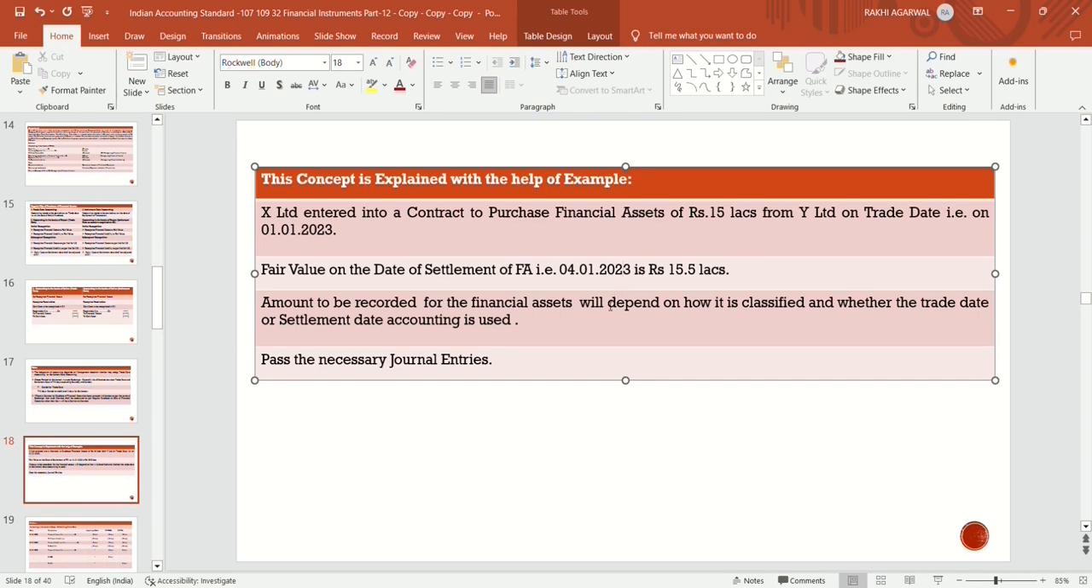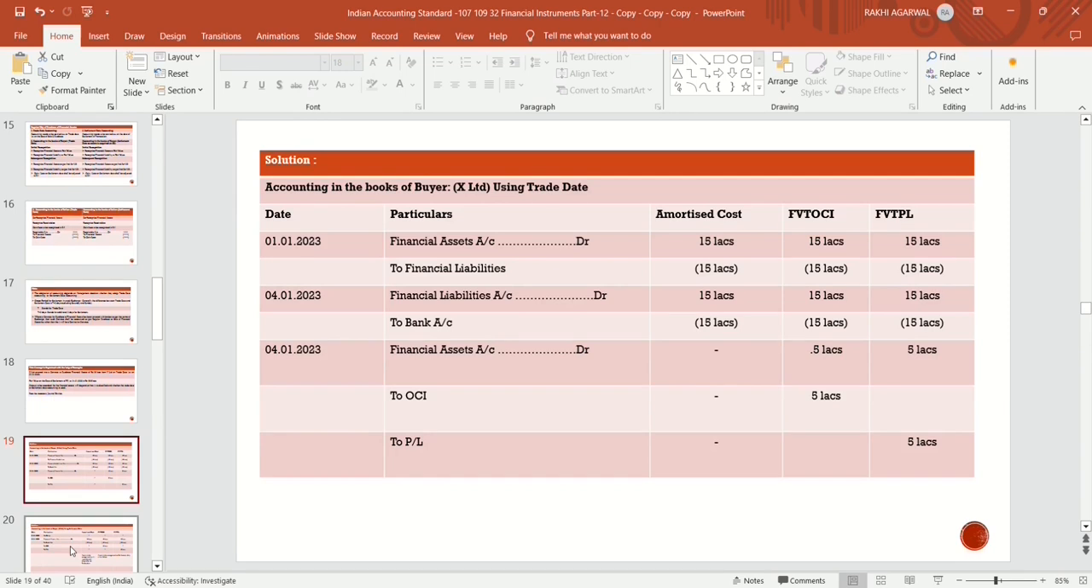So, which accounting is to be used, trade date accounting or settlement date? Pass the journal entries. Now, we are using both accountings in this example. Solution: accounting in the books of the buyer, that is X Limited, using trade date. We are using trade date accounting. So, in the books of the buyer, how are we accounting?